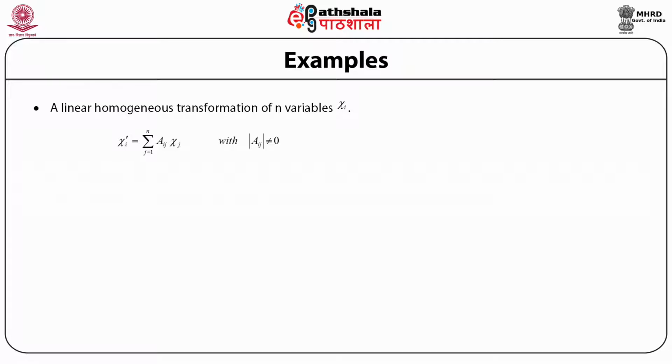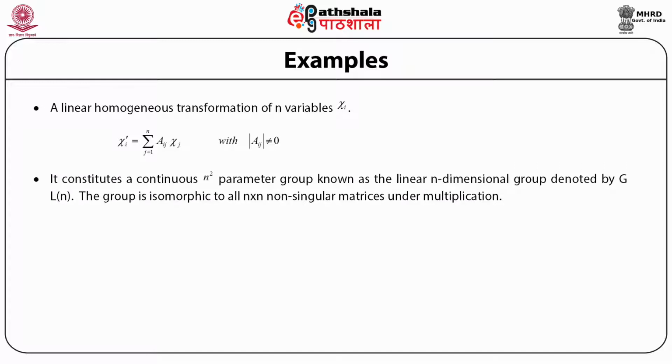This transformation constitutes a continuous n-square parameter group known as the linear n-dimensional group, denoted by GL_n. This n-square parameter group GL_n is isomorphic to all n by n non-singular matrices under multiplication.